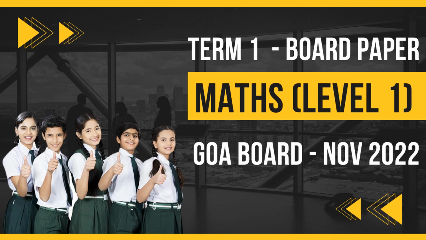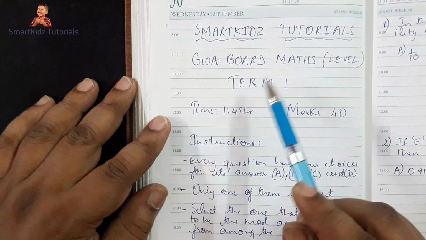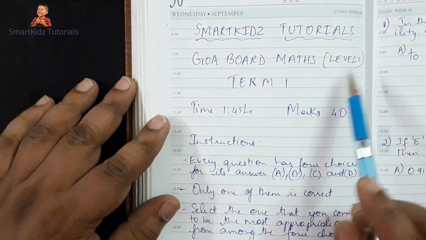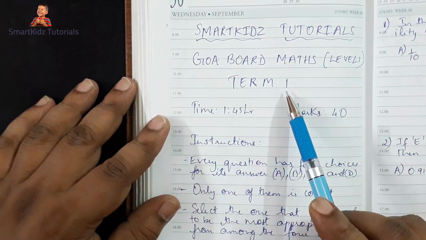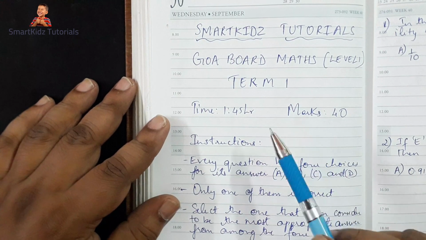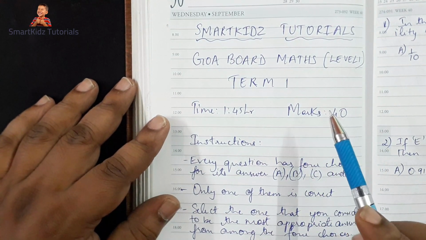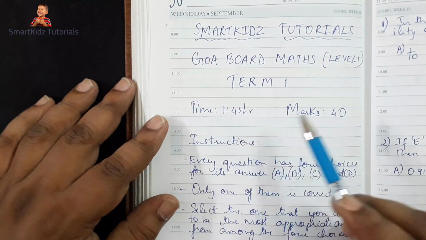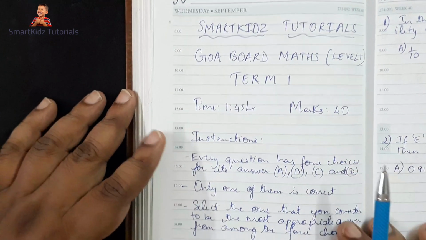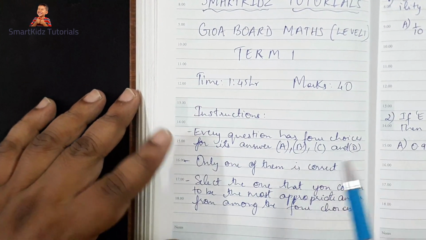In this video we will be solving Goa Board's Maths Level 1 paper for term 1 that came in November 2022, and the timing is 1 hour 45 minutes, marks 40. Let's go through the instructions really quickly.